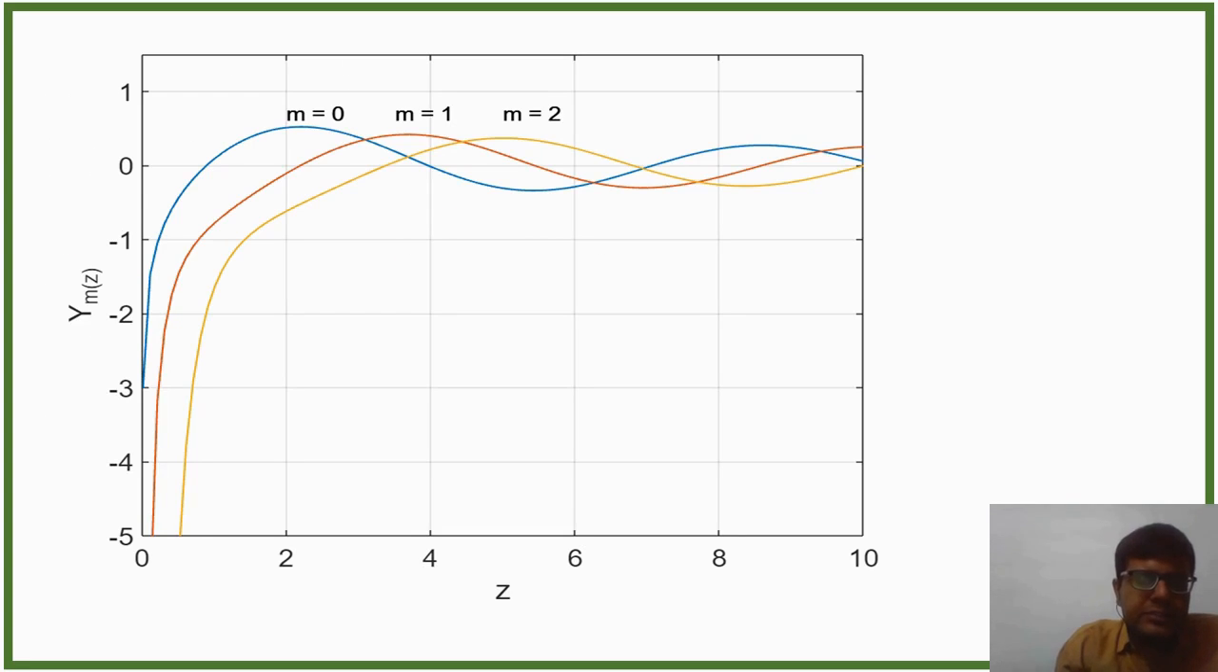This is the Ym function. This is oscillatory for most values, but we have a special case. When it comes close to 0, it becomes monotonic. It goes to infinity.